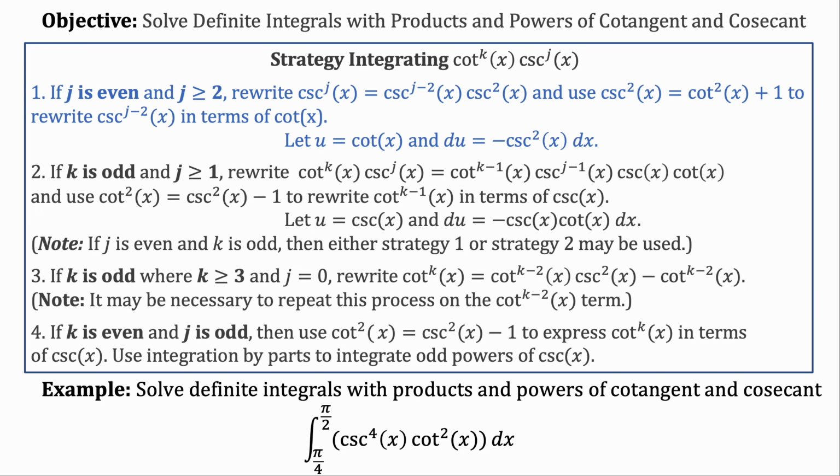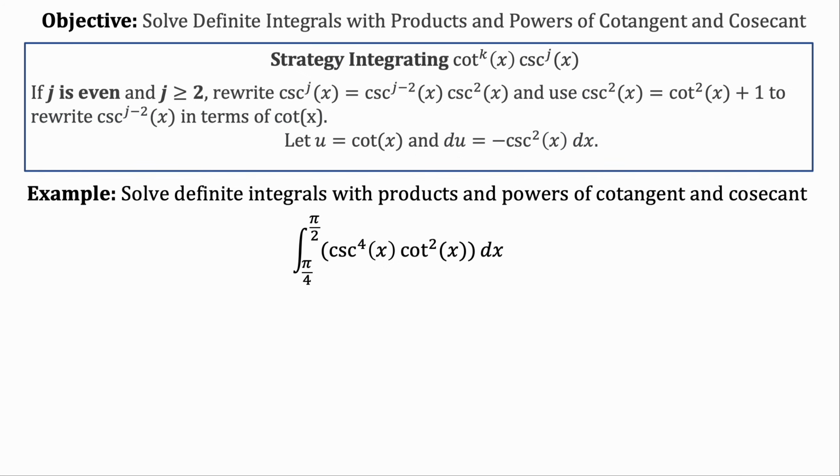So let's look at the example down at the bottom of the page. We have a cosecant to the fourth power. We have a cotangent to the second power. So they're both even. Our K is the cotangent power of 2. Our J is the cosecant power of 4. So if we want to see what strategy we could use, this first strategy is the one I'm going to go with. J, remember, our cosecant power is 4. It's even and it's greater than or equal to 2. So I'm going to pull out that first strategy and show you how we can use it for this problem.